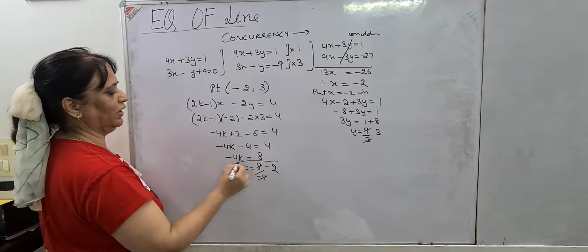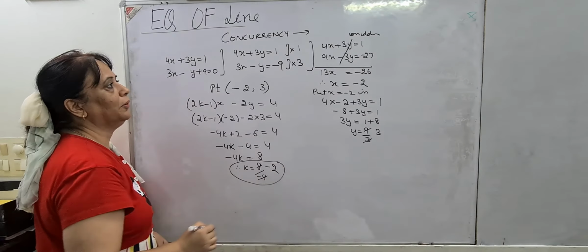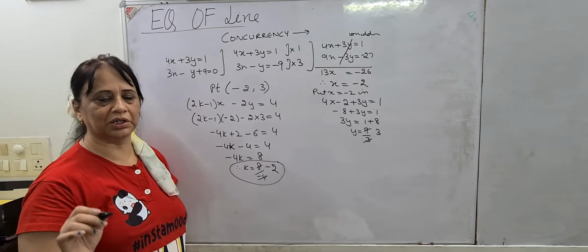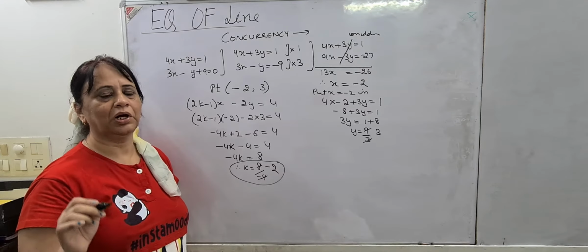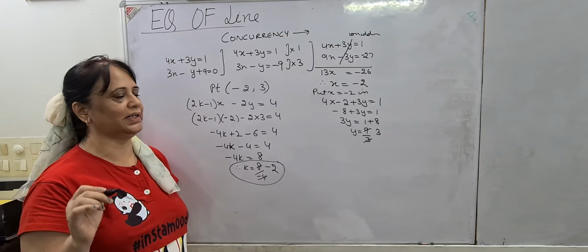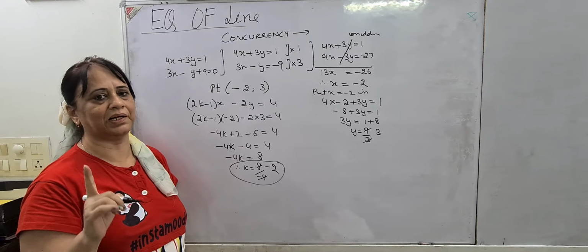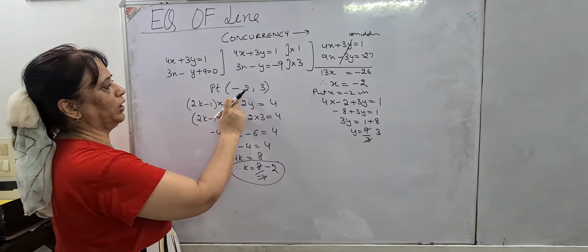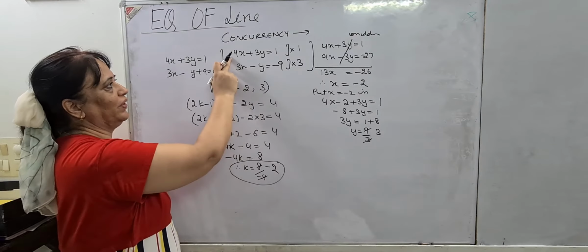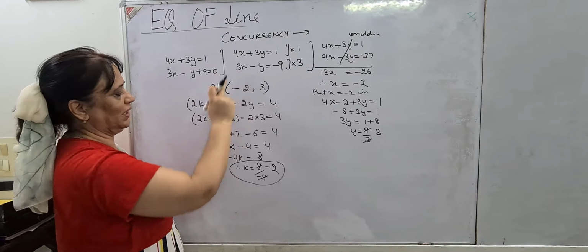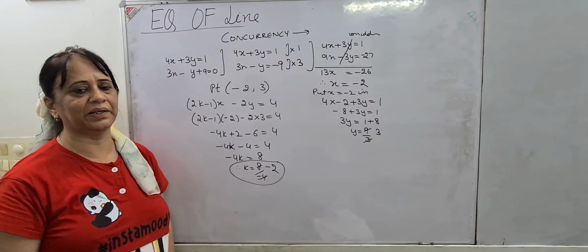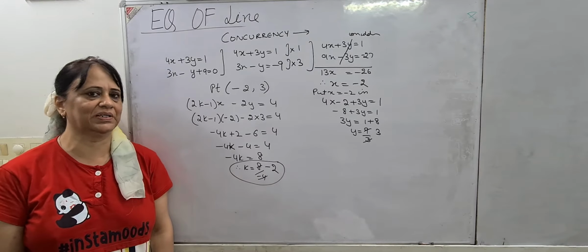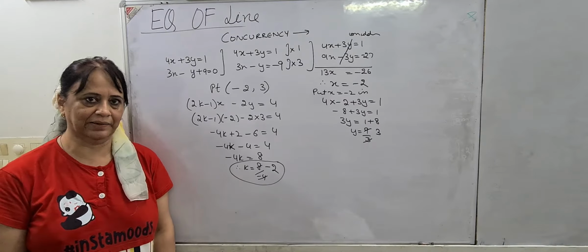So this is the value of k which you have to find, but the question was of concurrency. Concurrency means all the three lines intersect at one single point. If you want to verify, children, you can put this point minus 2 comma 3 in the first as well as second as well as third equation. You will find that in all the equations left hand side is equal to right hand side.